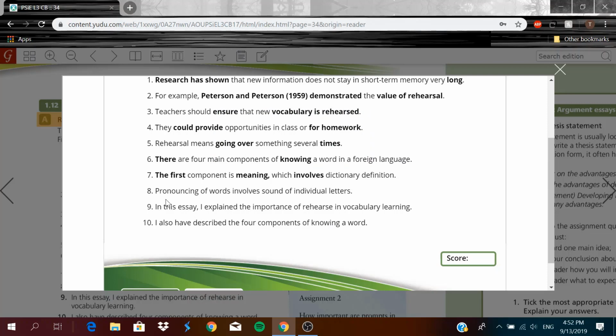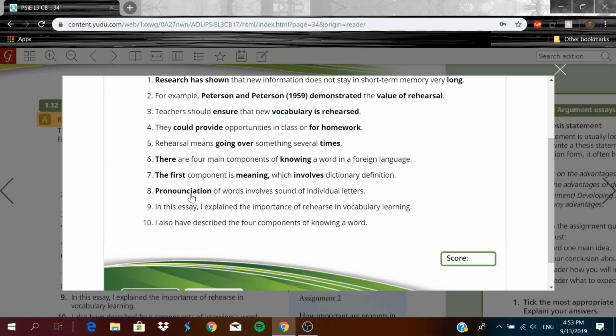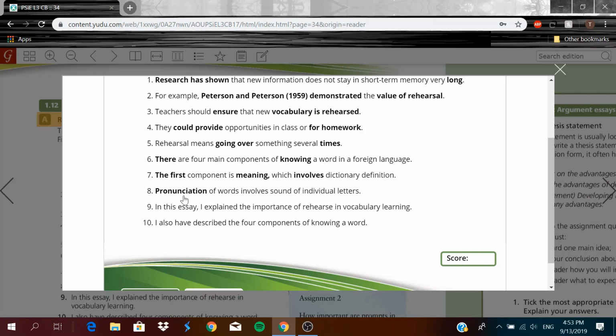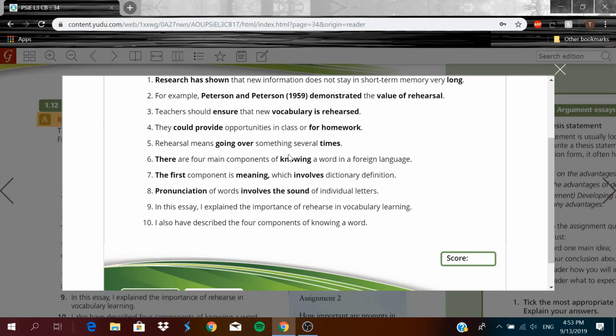On to number 8. We have pronouncing of words involves sound of individual letters. Pronouncing is wrong, so we'll say pronunciation. Okay? And actually this one, there is an extra O. Let me get rid of that for you guys. So pronunciation of words involves the sound of individual letters. Okay? And then we have number 9.